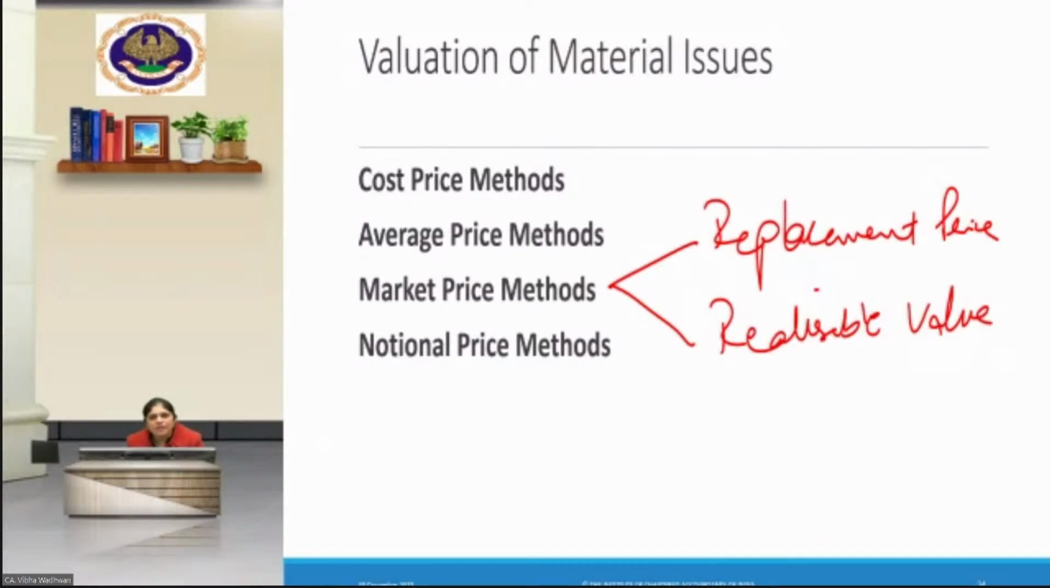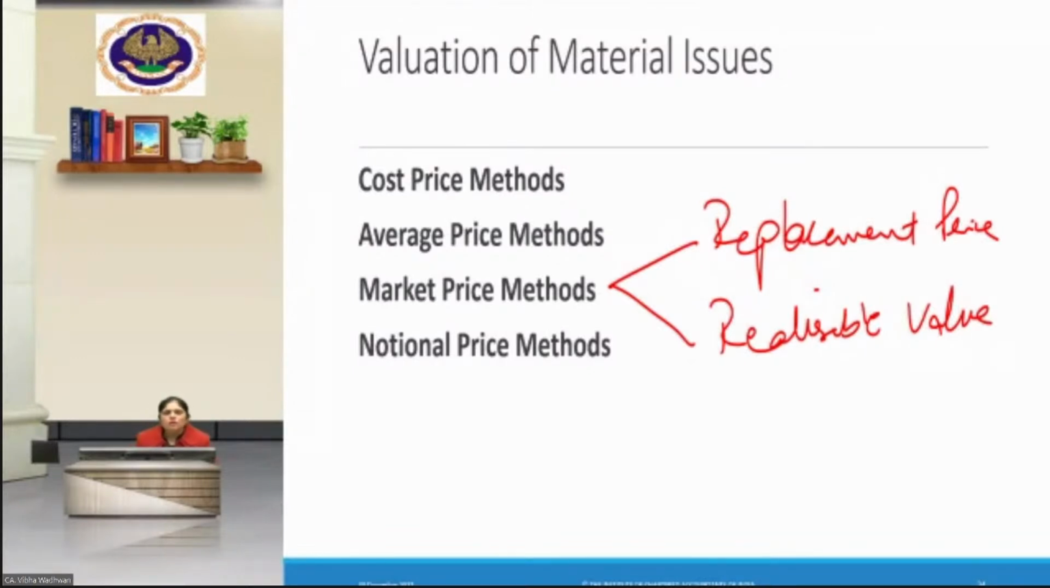All right. Realizable value is whatever material I'm issuing for production. If today I sell that particular material in the market, how much value it will carry. All right. So there are basically two market price methods which are most prominent. Replacement price is what price a similar material will fetch if today I go to the market; at that price I will issue the material. Realizable value is this particular material, if today I go to the market and sell, how much price it would fetch. That is the price the material should be issued at.